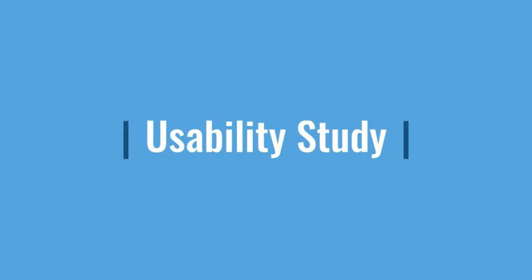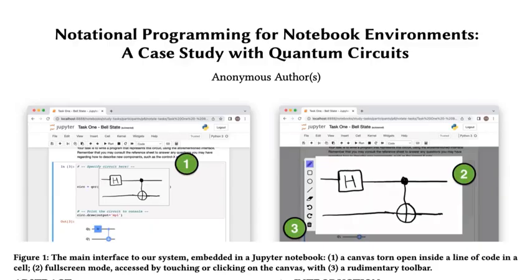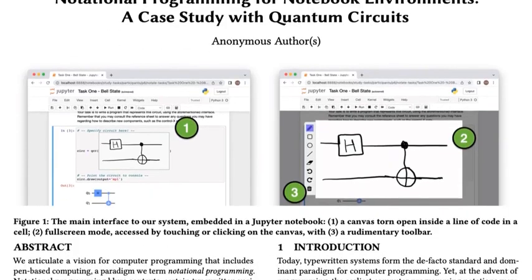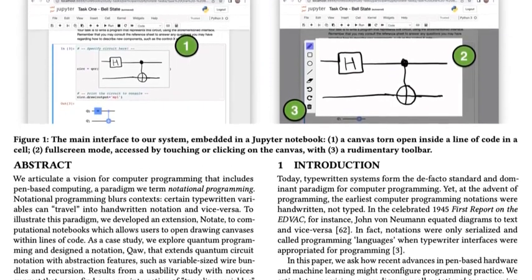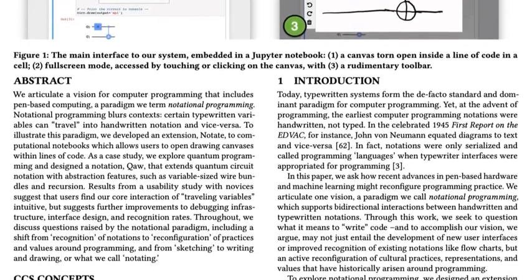A usability study with novices finds that participants found our variables-travel concept intuitive. However, more work needs to be done on debugging feedback, interaction design with pen-based hardware, and to improve recognition rates. Read our full paper to learn more, including comparison with a typewritten API, our ideas on future directions, and design rationale.